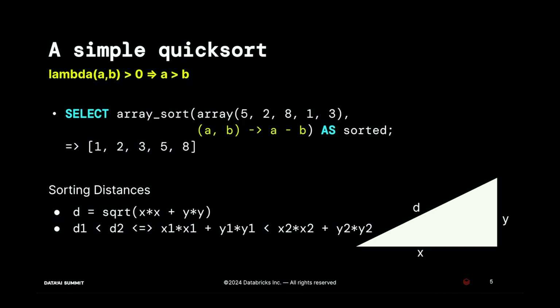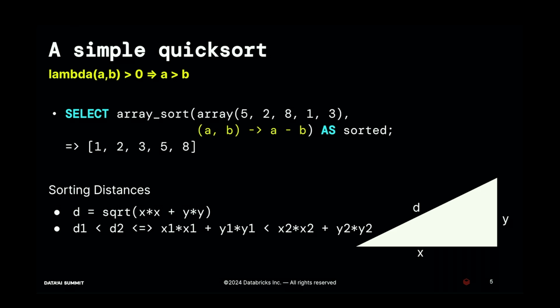Okay, so if I use a very simple one, just sorting some numbers, I get a select array_sort of, in this case, a simple array with some values, and I say A, B maps to A minus B. So if A is greater than B, then that all works out. Leaving nulls out here to not blow up the demo. And that works: 1, 2, 3, 5, 8.